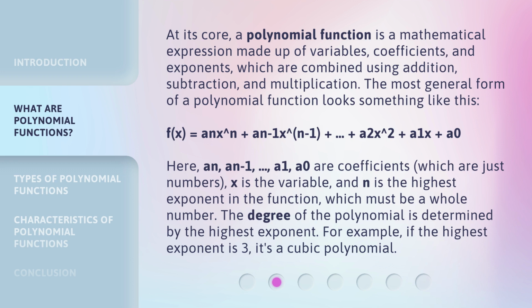Here, a_n, a_(n-1), a_1, a_0 are coefficients, which are just numbers. x is the variable, and n is the highest exponent in the function, which must be a whole number. The degree of the polynomial is determined by the highest exponent. For example, if the highest exponent is 3, it's a cubic polynomial.